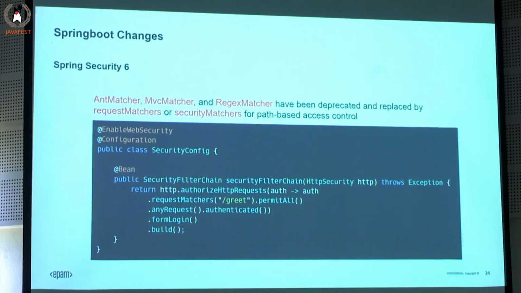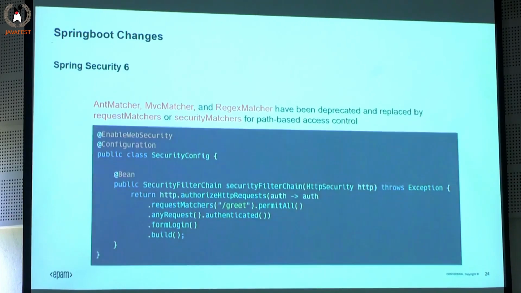And then we use a lot of things like antMatcher, mvcMatcher, regexMatcher. Now they have been deprecated and are replaced by requestMatcher or the securityMatcher. So wherever you find requestMatcher, if you see /greet and permitAll, you can reach this API without any problems. But if you want to really have some authentication done, then you can put it in the other format, that is anyRequest, and then you can formulate your own security for the API.